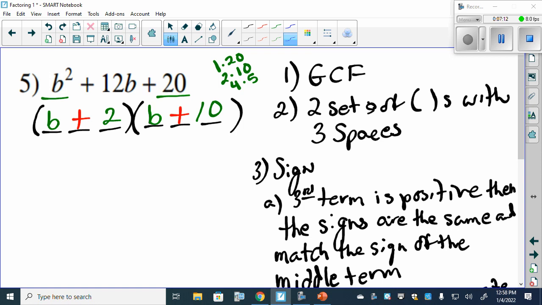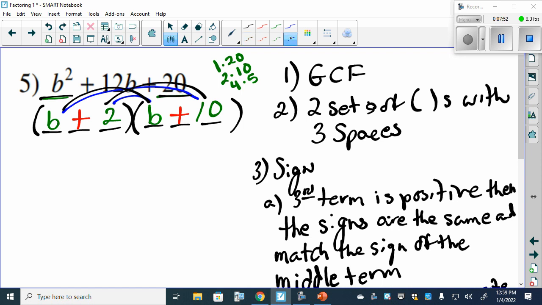Now, when we check this, the main ones that we're going to look at are b times 10 and 2 times b. We're not worried so much about b times b or 2 times 10. The reason we don't focus so much on b times b is, where did we get b and b? We got it from b squared. So they're going to multiply back to b squared, because that's where we got them from. 2 times 10 is going to multiply back to be 20, because that's where we got them from. They're the factors of 20. b and b are the factors of b squared.